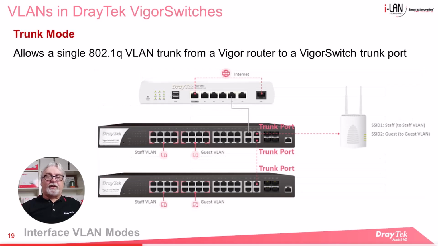Trunk mode allows a single 802.1q VLAN trunk from a Vigor router to a VigorSwitch trunk port. The trunk port will allow multiple VLANs to be sent over a single connection. In the example shown here, the staff and guest VLANs from the Vigor router are being made available on both VigorSwitches as well as the access point. The trunk ports are used to interconnect the switches as well as the access point.